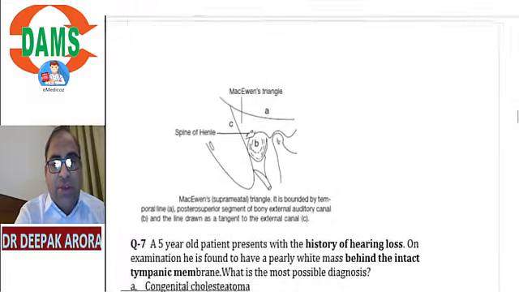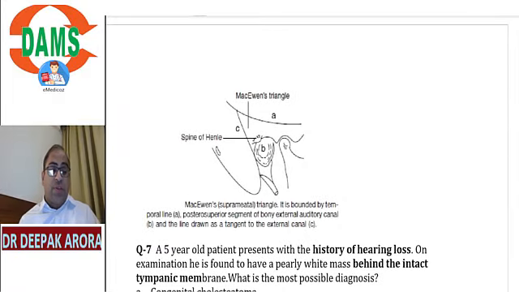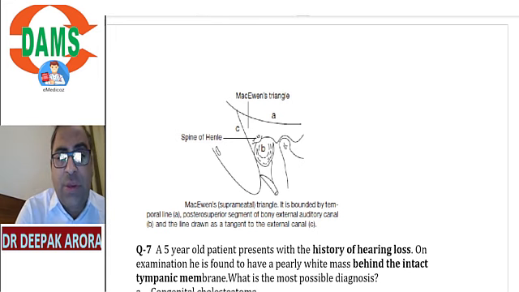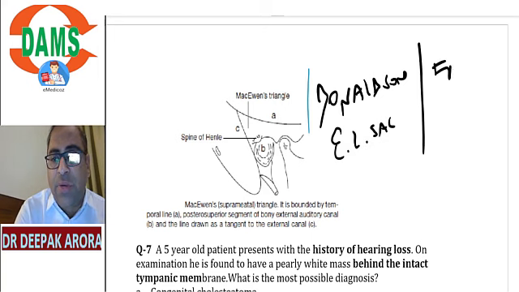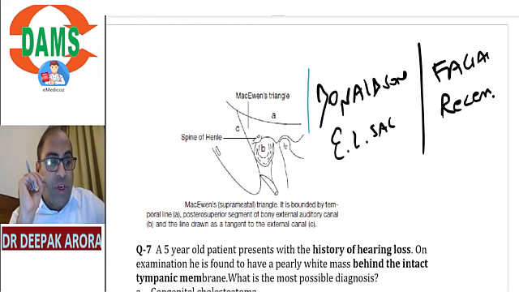Coming to the next level, I will be using question number 6 as an opportunity to discuss a few landmarks with you. If you are going for examination, Macewen's triangle is for mastoid surgery. Donaldson's line, always remember, is used for the endolymphatic sac. And one is the facial recess, which is used for posterior tympanotomy.